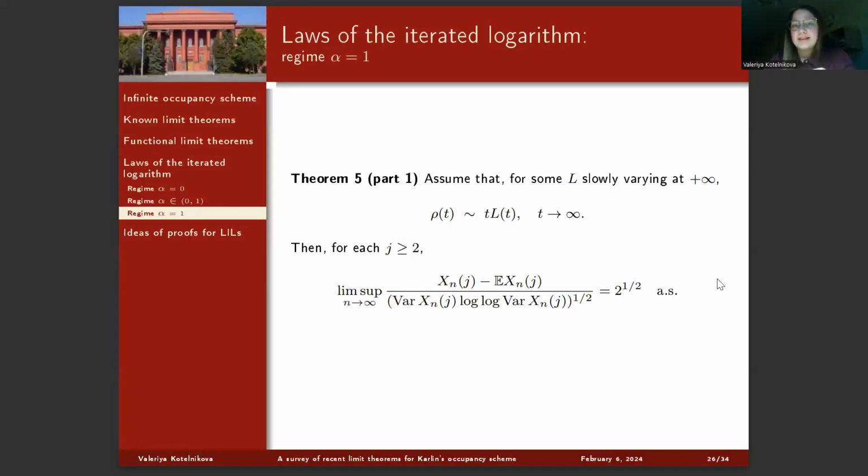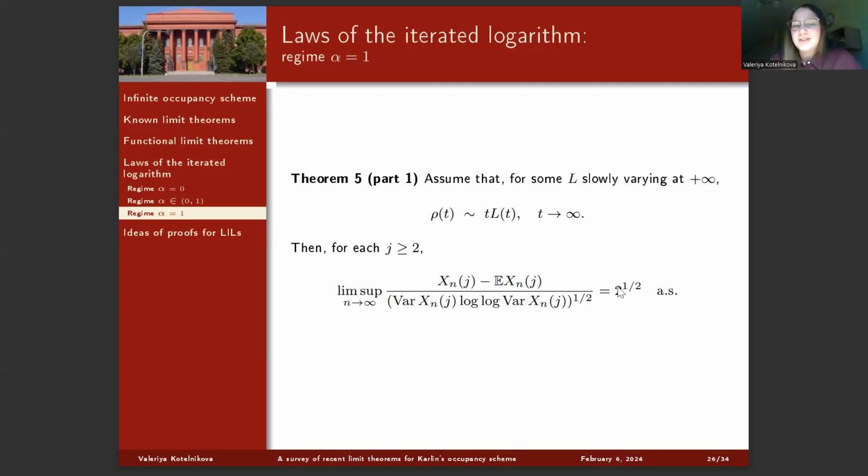And the last case, the regime when alpha is equal to 1. As you can remember from the slide when we were discussing the behavior of small counts in this regime, when j is 1 and when j is at least 2, the behavior of small counts is different, and it is reflected in this theorem as well.